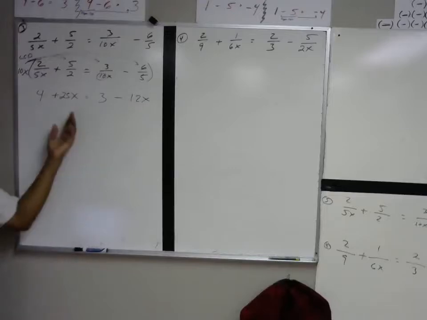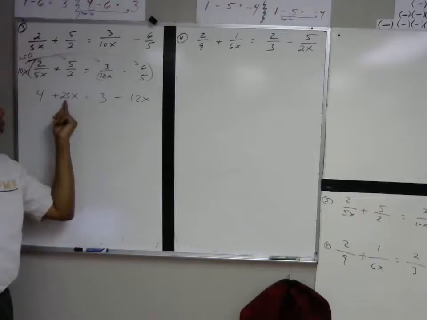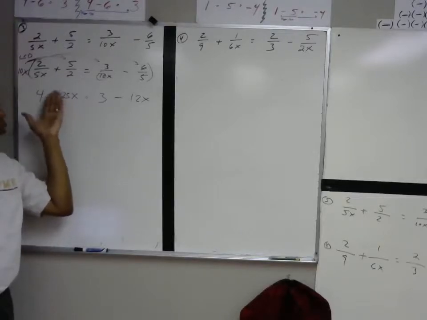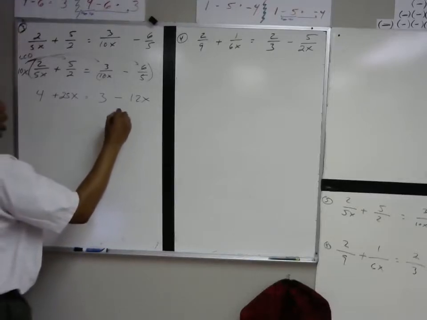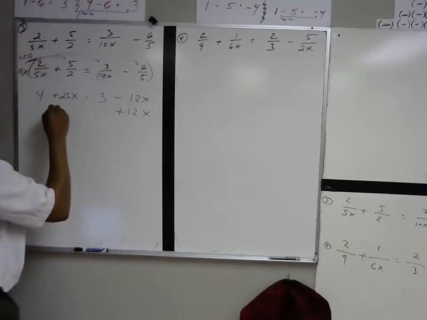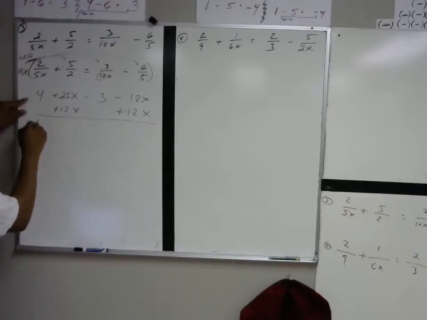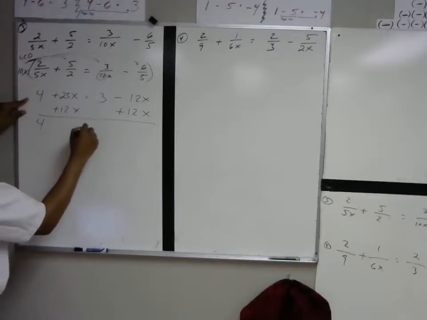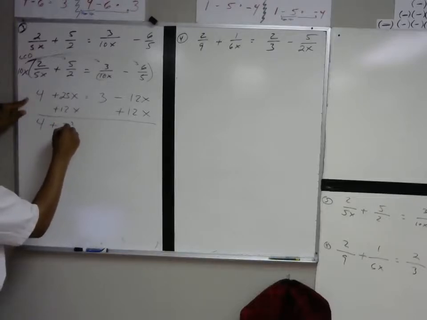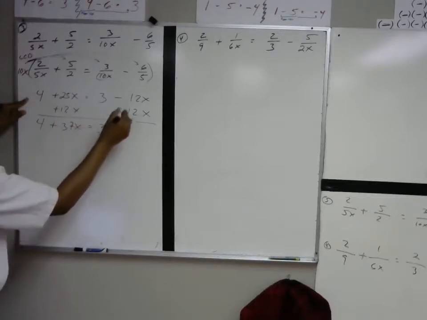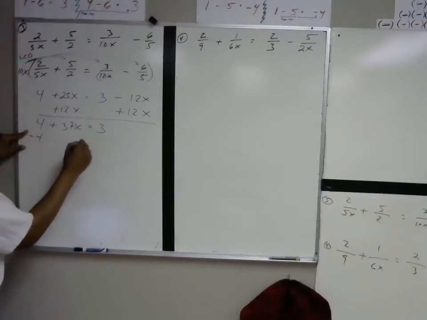Okay. So we have x's on the left side and x's on the right. Since I have positive x's on the left side, I want to solve to the left. So I'll get rid of those on the right. So I'm going to add 12x here, and then add 12x here. This gives me 4 equals, add these two, plus 37x equals 3. Those cancel. Then I'm going to subtract 4 from both sides.